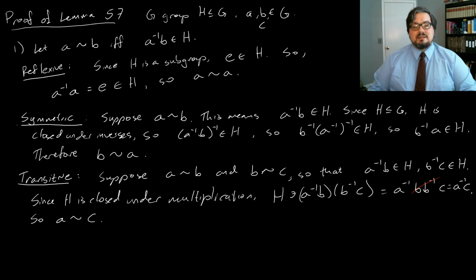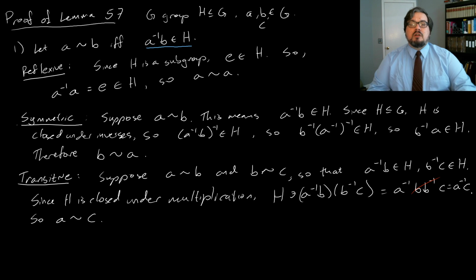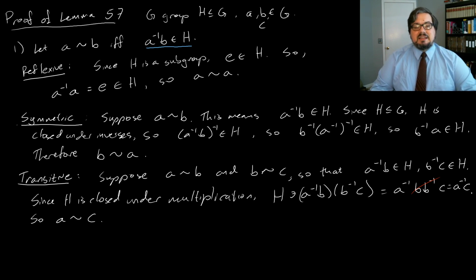So we've shown that the relation twiddle, or tilde, is reflexive, symmetric, and transitive, and therefore it is an equivalence relation. Now there is a little bit more that we have to do, but I want to take a pause here to mention that as you're reviewing this, note that this relation, A inverse B belonging to H, is in fact, the order of this matters a lot. The fact that we have the inverse on the first element here is important. So I note that this is not the same as saying that A B inverse belongs to H.